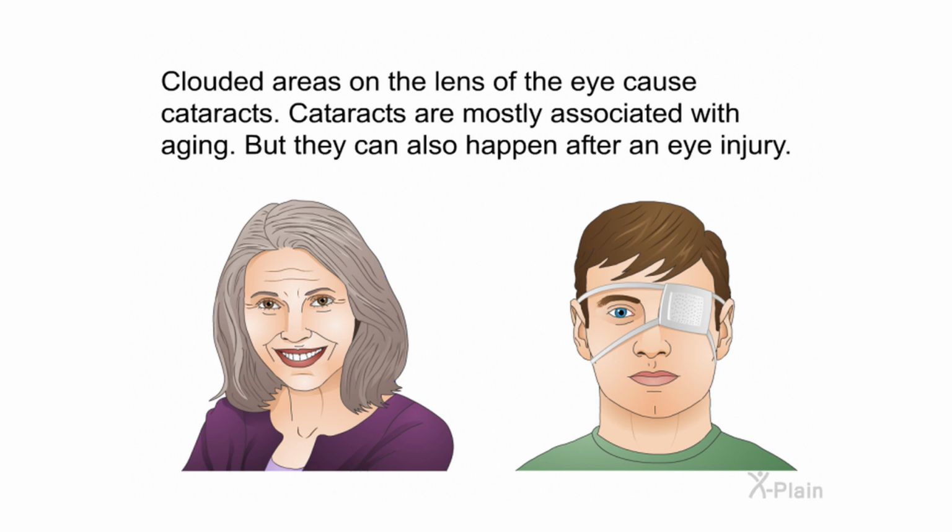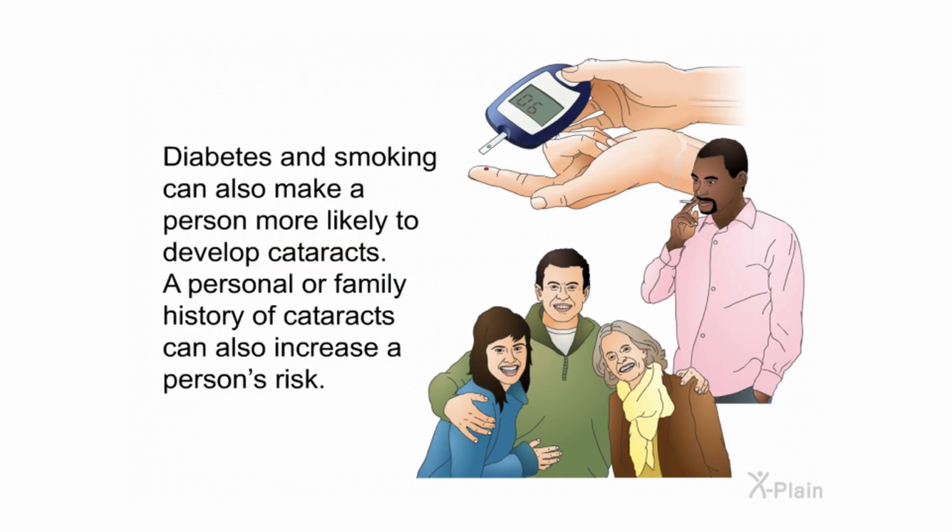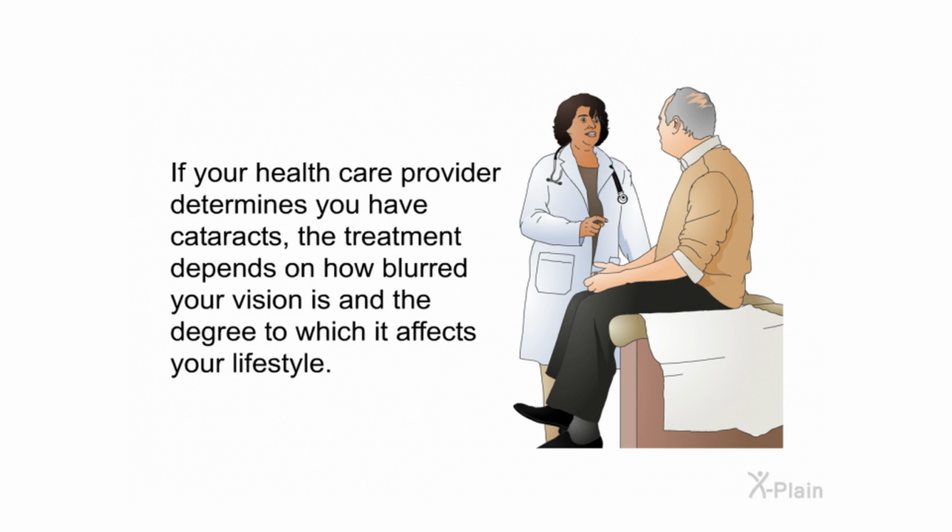Cataracts are mostly associated with aging, but they can also happen after an eye injury. Diabetes and smoking can also make a person more likely to develop cataracts. A personal or family history of cataracts can also increase a person's risk. If your healthcare provider determines you have cataracts, the treatment depends on how blurred your vision is and the degree to which it affects your lifestyle.